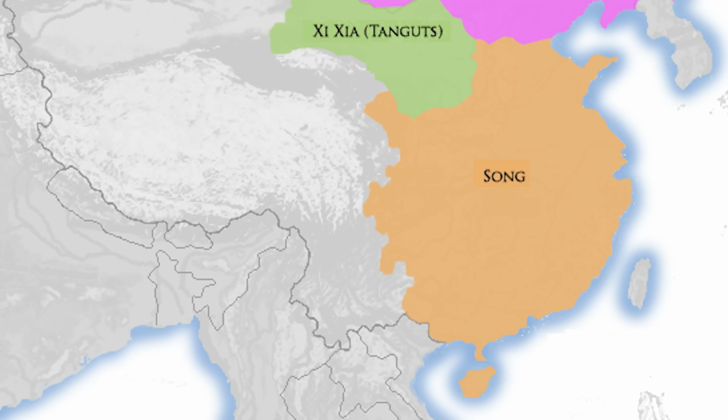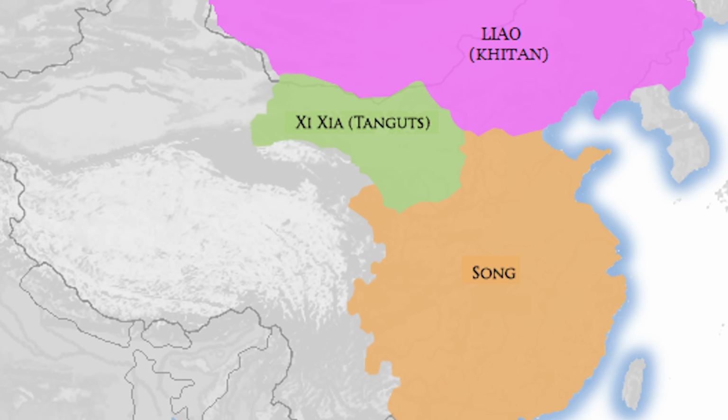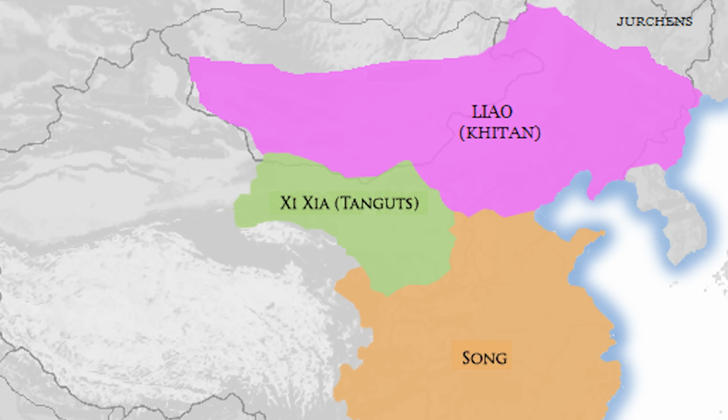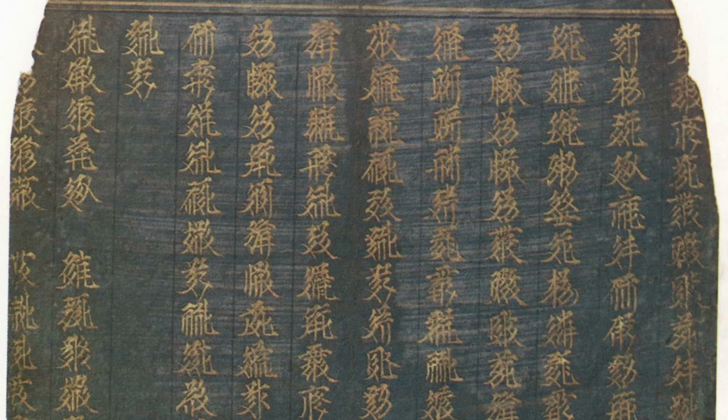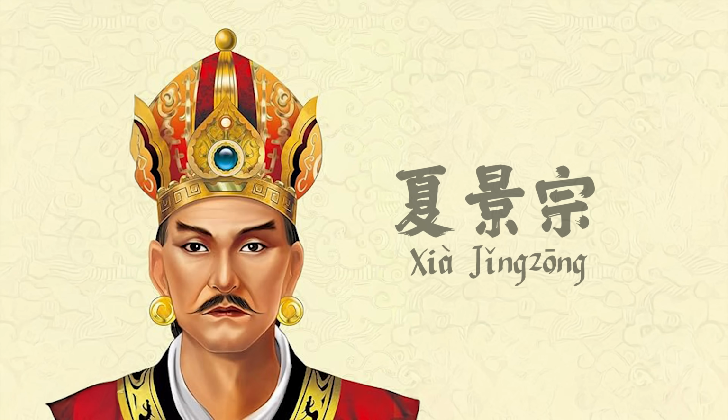So during the Song dynasty, there were, for some time, 2 competing dynasties to the north. The Liao Khitan and the Western Xia, or Xixia, ruled by the Tangut people. And for some reason, they thought that it would be a good idea to create their own set of characters. Emperor Jinzong commissioned an official to create these characters in the year 1036.